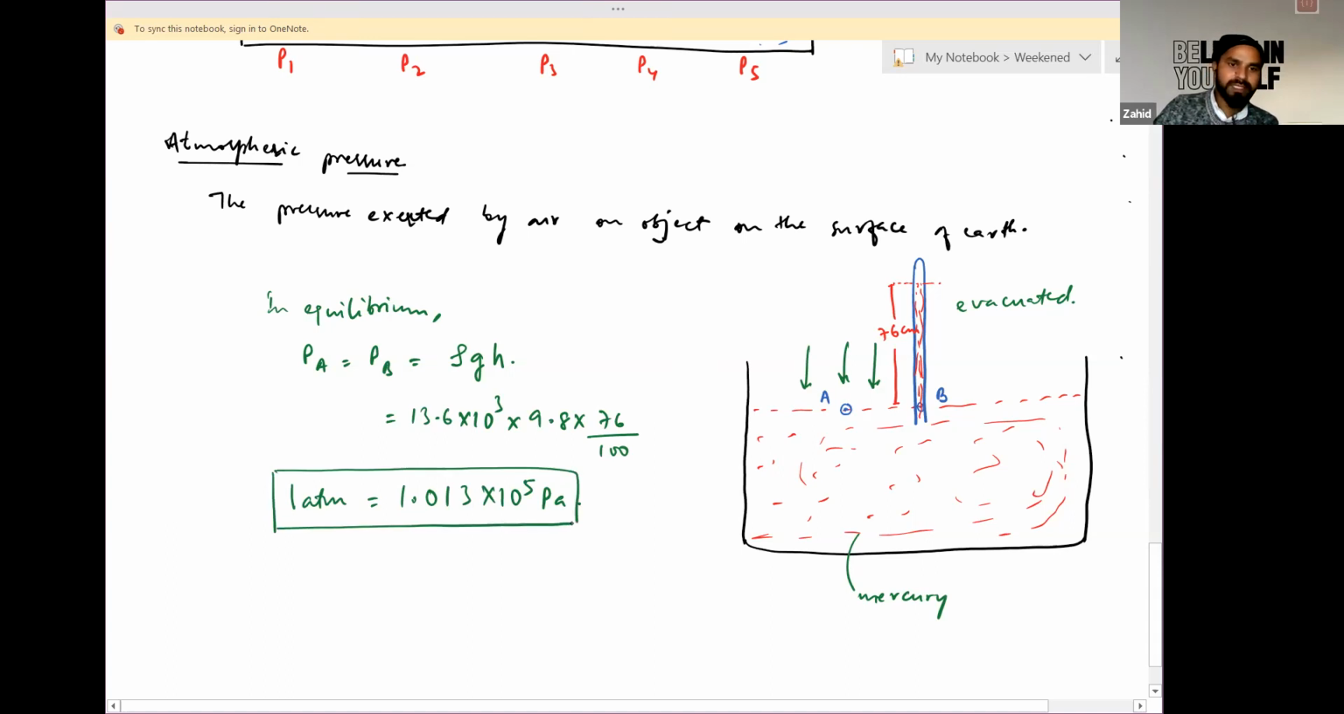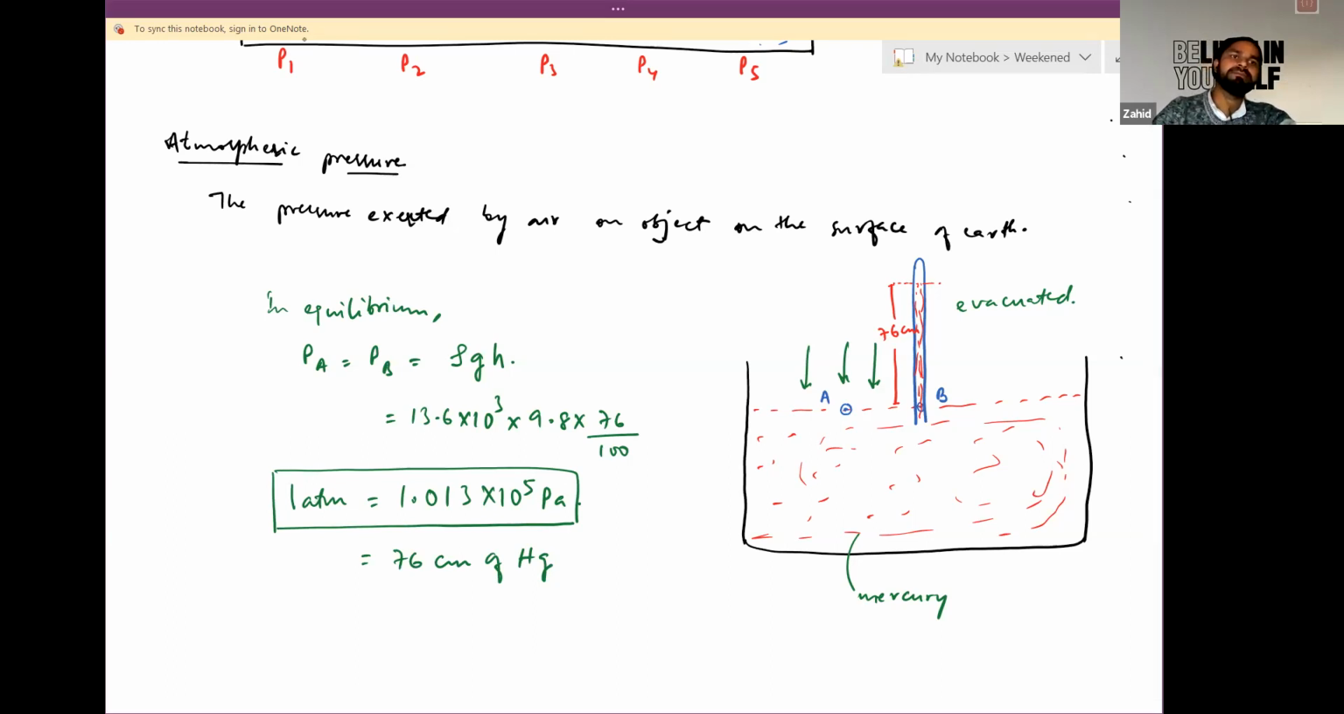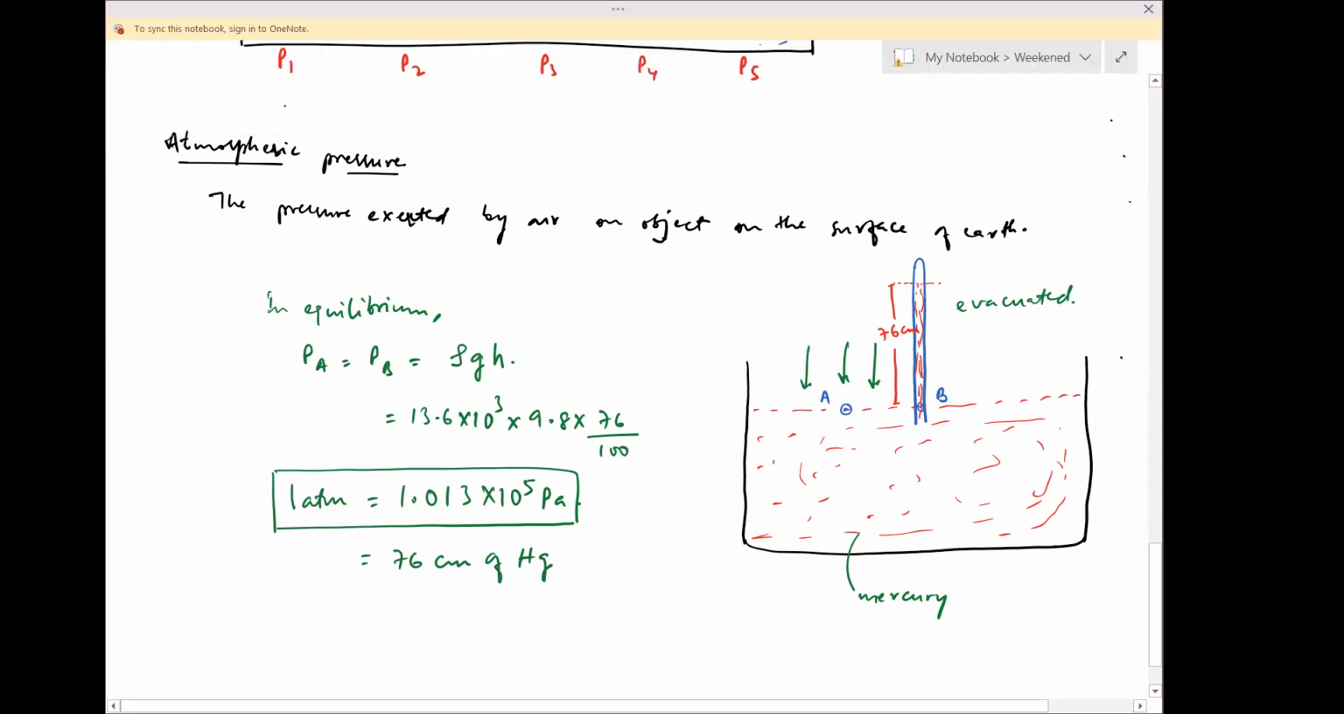So in terms of mercury column, we may learn it as 76 centimeter of Hg, means the column of 76 centimeter high of mercury will generate as much amount of pressure as equals to 1 atm. Is it clear, Mamuna? Yes, sir. Okay, just write it down.